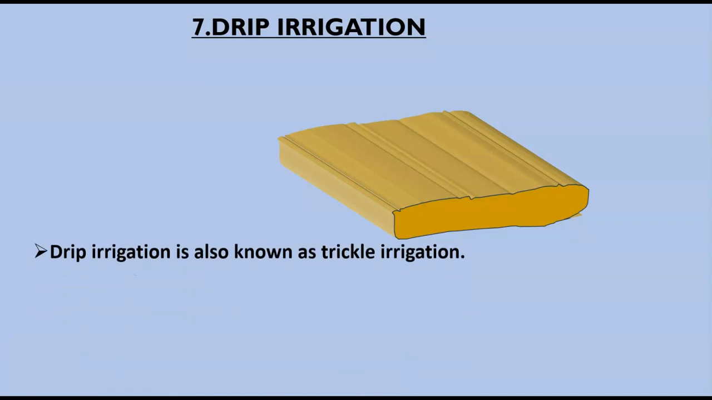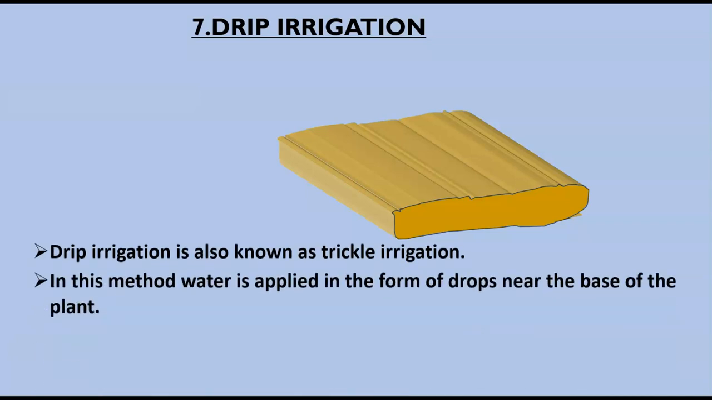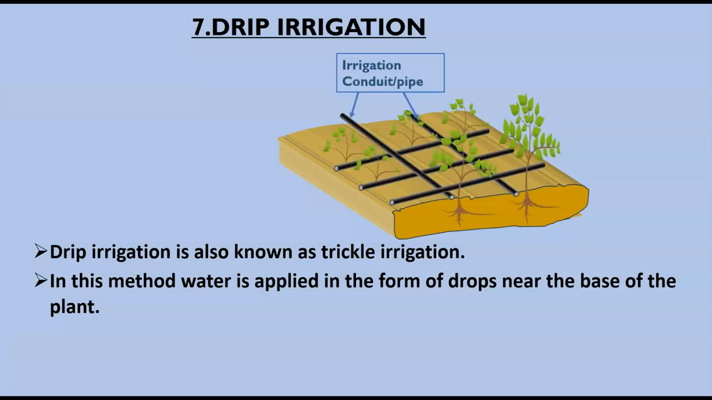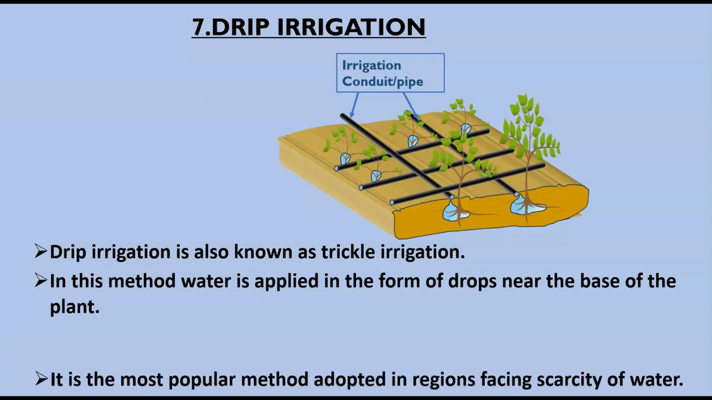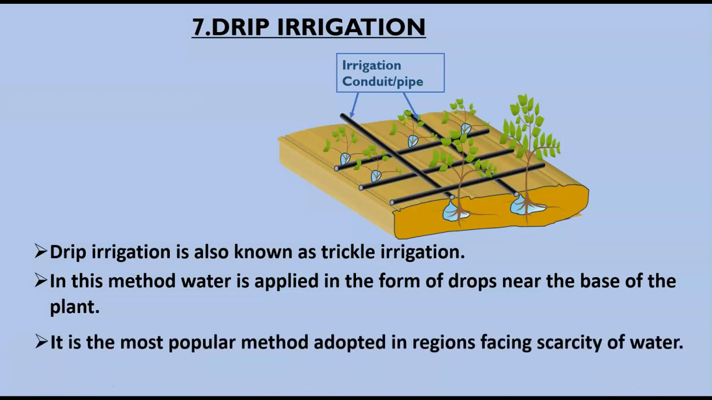Number 7, drip irrigation. Drip irrigation is also known as trickle irrigation. In this method, water is applied in the form of drops near the base of the plant. So there are irrigation conduit pipes which allow the water to flow only to the root zone. It's the most popular method adopted in regions facing scarcity of water.